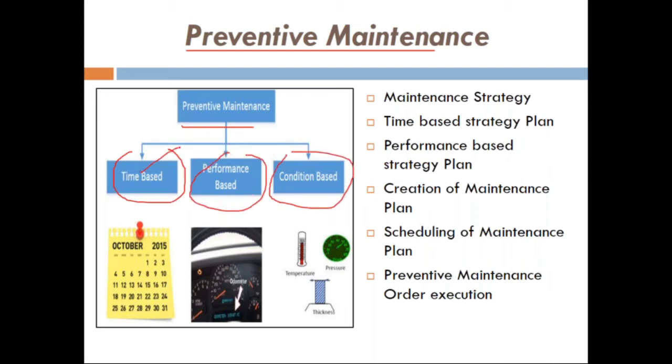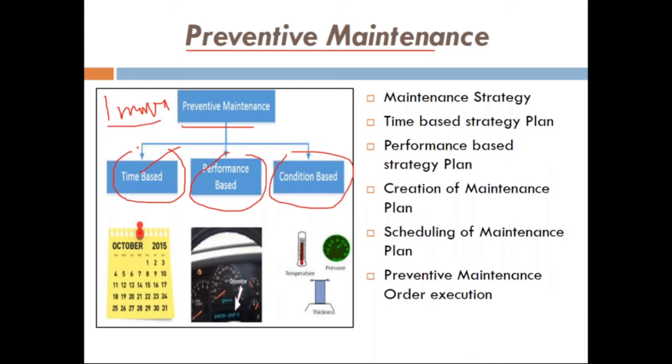Time-based means they define a time criteria, like after every 1 month we will do preventive maintenance. Preventive maintenance is like cleaning the machine, opening it, applying oil, or changing very critical parts. Those come under preventive maintenance activity.